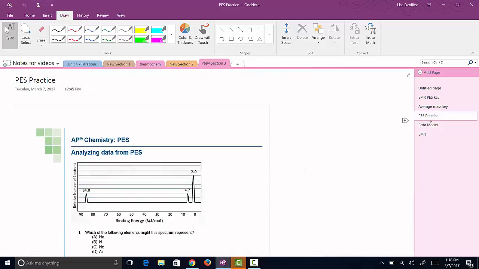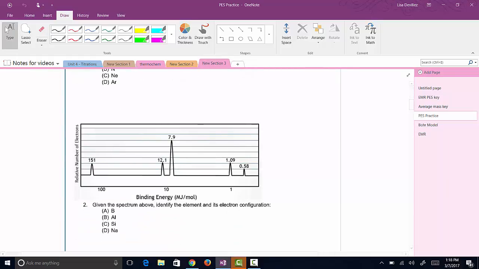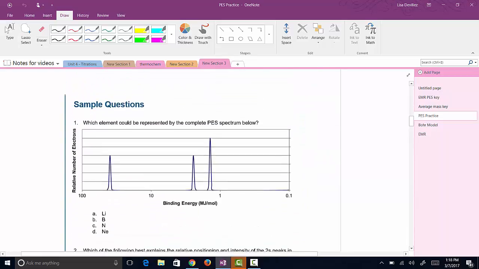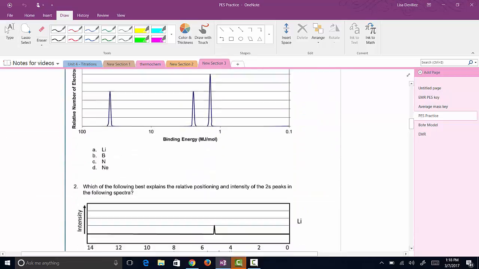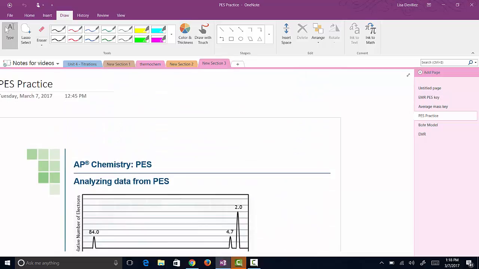Then you also have the PES practice. These are multiple choice questions on PES, and these actually came from the College Board website. Again, the answers are at the bottom. So take a look at these. If there are any that you're not clear on why the answer in the key is the correct answer, post the question up on Google Plus, and I will respond and explain, maybe do a little video on that particular question. So good luck with the practice on this.